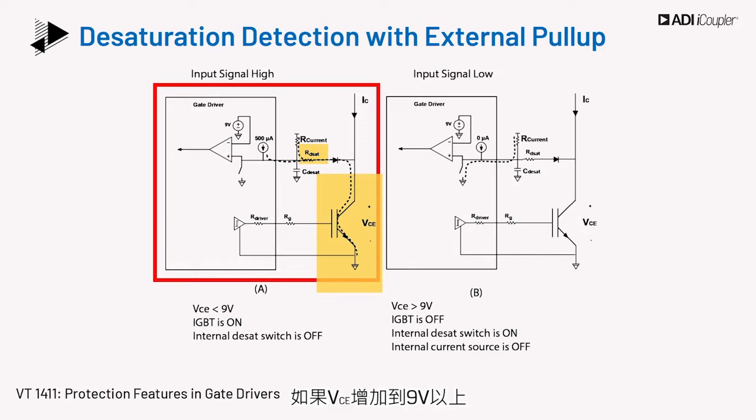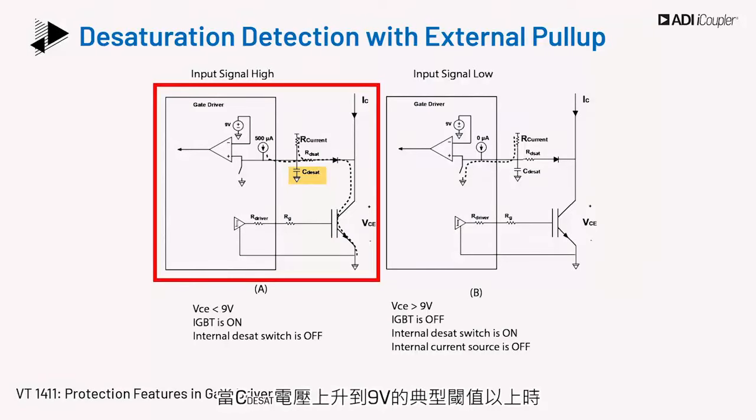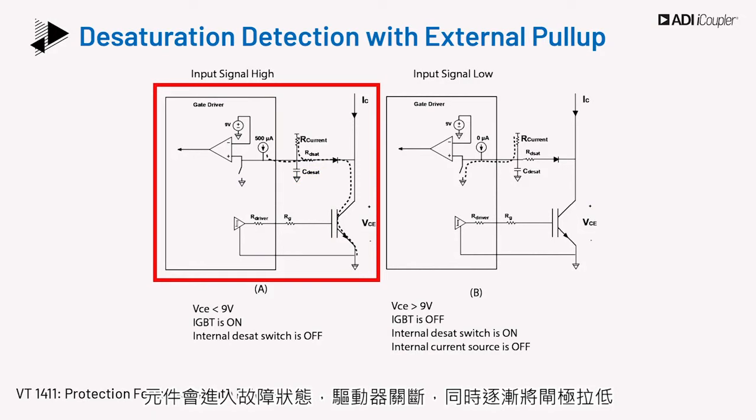In case VCE increases above 9 volts and the IGBT tries to come out of the saturation region, a DSAT event, the capacitor voltage increases towards VCE. When CDSAT voltage rises above the 9 volts typical threshold, the internal DSAT threshold is exceeded and the part enters a failure state, and the driver turns off while gradually pulling the gate low.